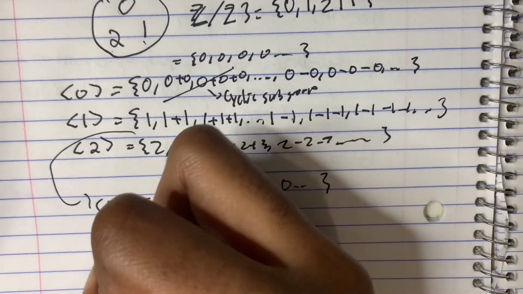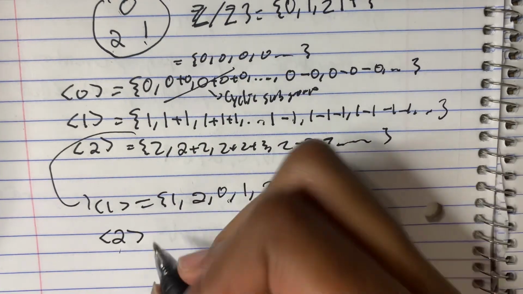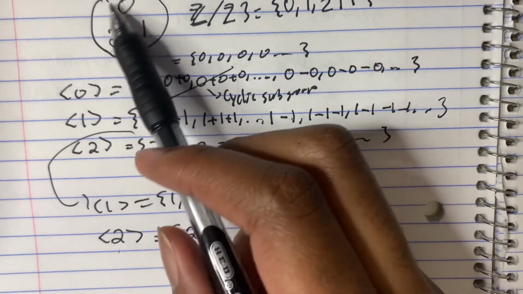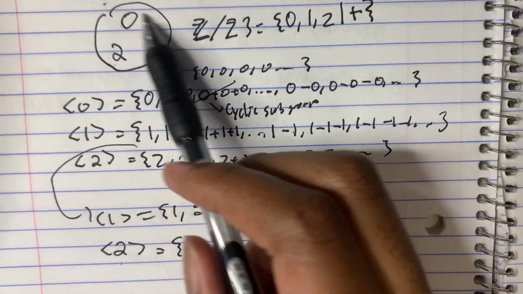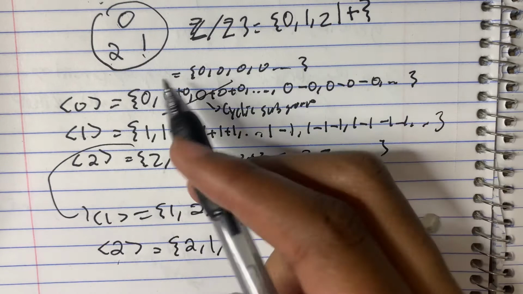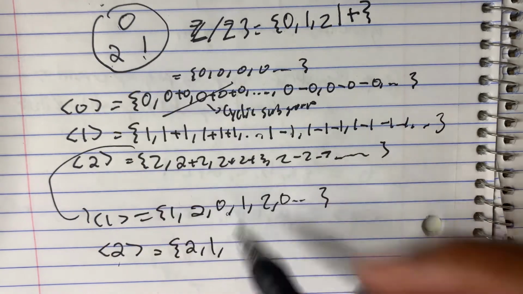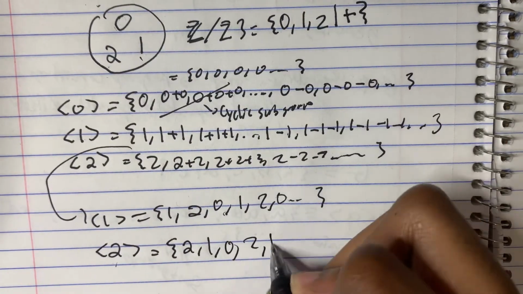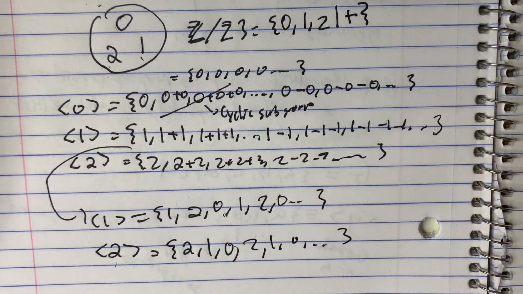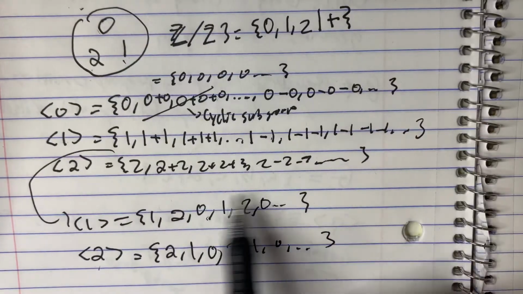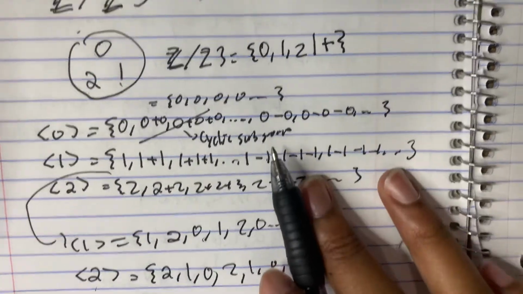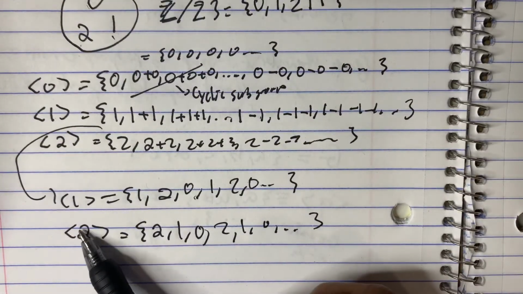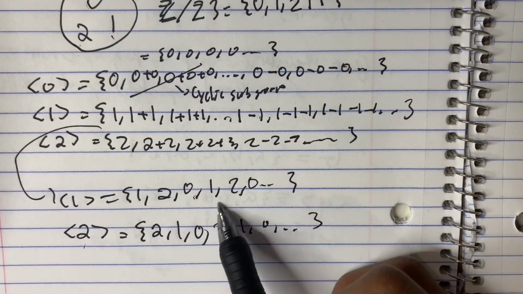Well, just for funsies, let's check if 2 generates the entire group. Well, we start with 2. What's 2 plus 2? So we go 1, 2, that's 1. 2 plus 2 is 1. 1 plus 2 is 0. 0 plus 2 is 2. And so on. Just repeat over and over again. And the elements of the generator of 2 are the same elements in the integers mod 3. So 2 generates the entire group.